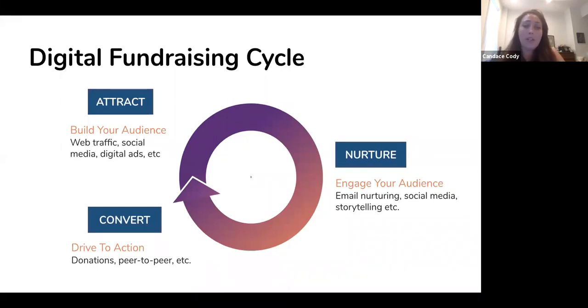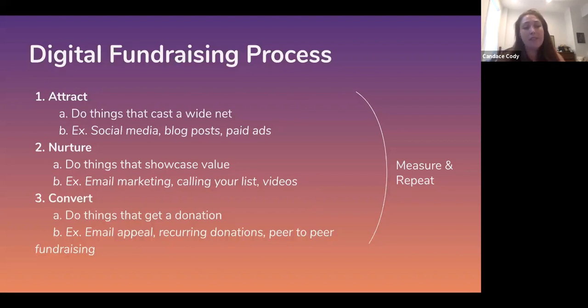What we always recommend is making this a continual process where you're always attracting, nurturing, and converting more donors, and leveraging your existing audience as well, either through peer-to-peer fundraising or by upgrading them to recurring donors. That way you continue to build your fundraising through even your existing networks and continue to nurture those who have given in the past, so you can continue converting them. So that is a look at the digital fundraising process.